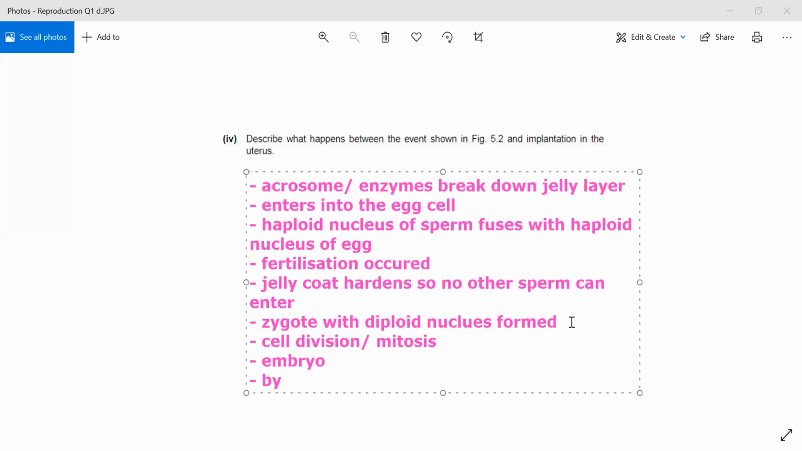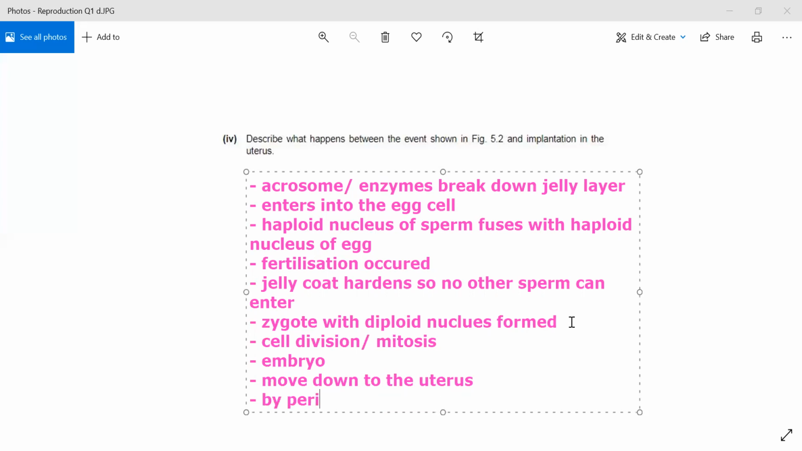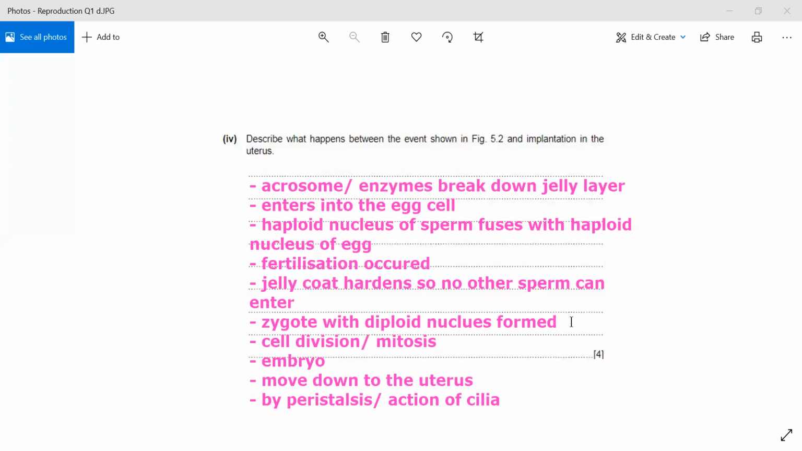By the action of, so this embryo moves down to the uterus. Okay, how? By peristalsis. Yeah, we have to explain each point. Peristalsis or action of cilia. And this is how finally it is going to be implanted into the wall of the uterus.